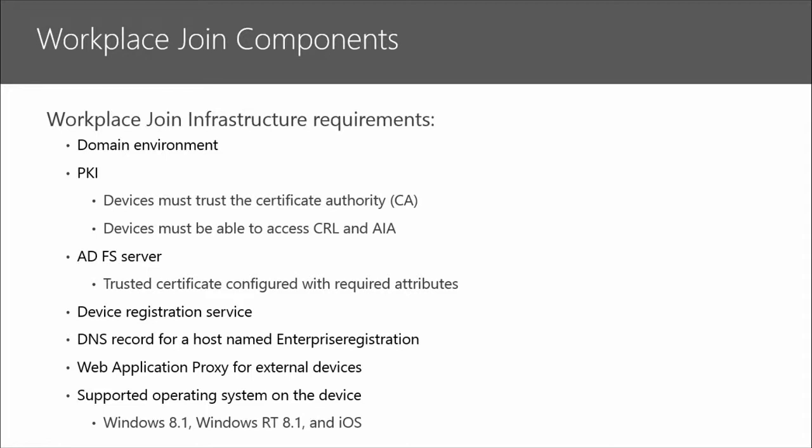And let's see the rest of the components. Again, we've already kind of talked about some of these components. So you've got to have a domain environment, Active Directory Domain Services, ADDS. You've got to have PKI. PKI means Public Key Infrastructure, which just means certificates. So you've got to have CAs out there. Now, as far as CAs go, you have to have what's called a CRL distribution point. This is the Certificate Revocation List distribution point. That's the place to go to find the list of revoked certificates.